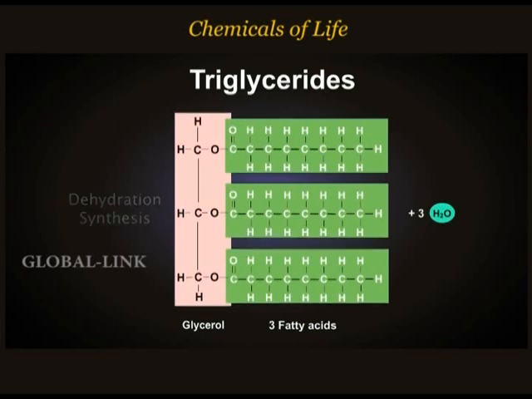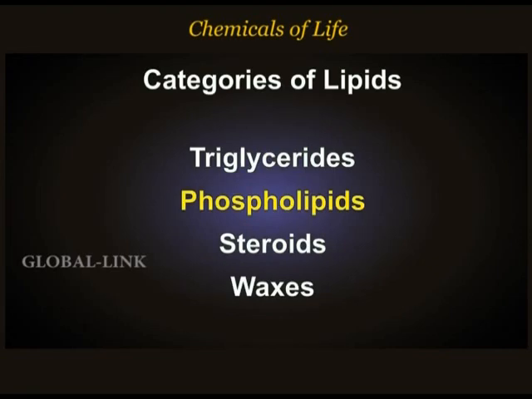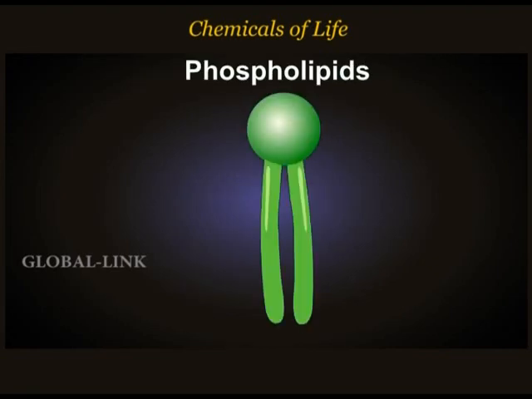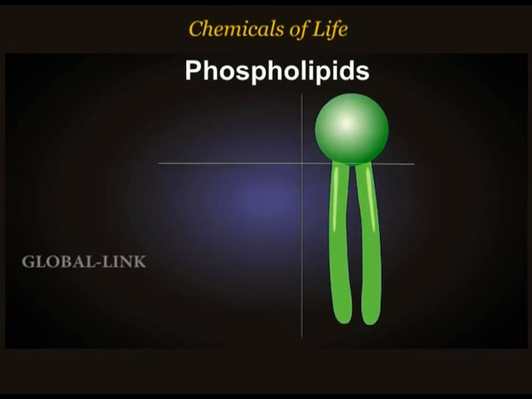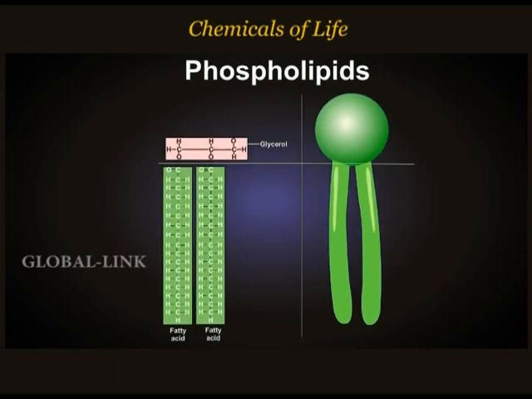The next category of lipids are the phospholipids. These are similar to triglyceride in that they contain glycerol and 2 fatty acids. The difference is that a phosphate group is attached instead of a third fatty acid like in triglycerides.